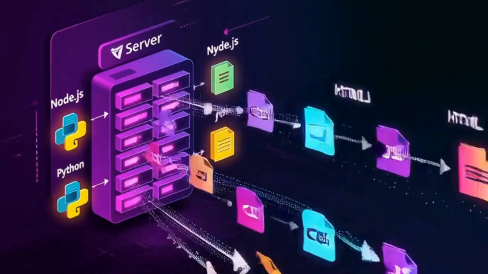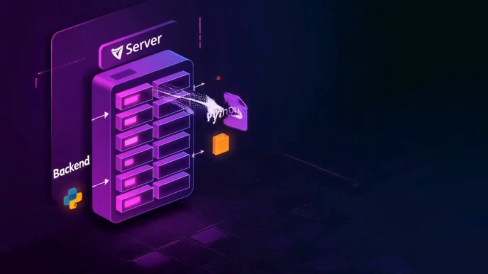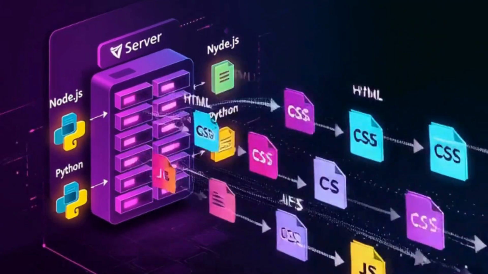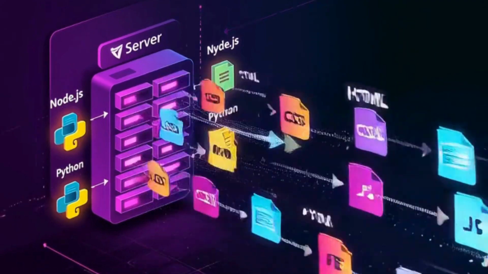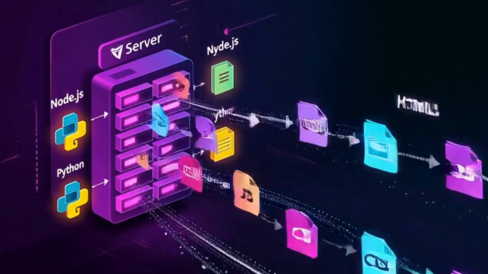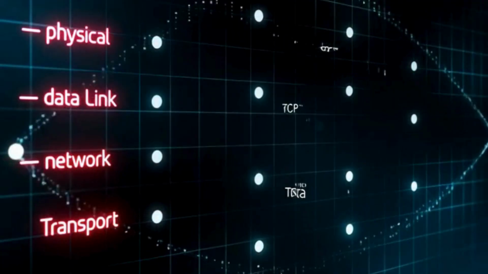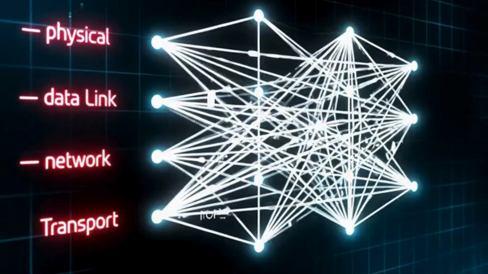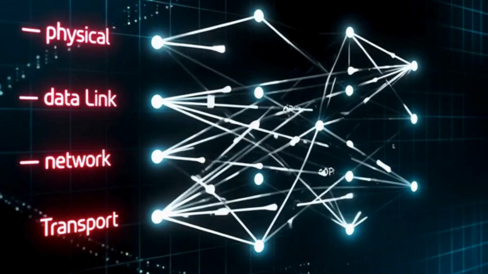The server receives your request and starts processing it. First, it routes the request to the right application. For example, a web server might forward it to backend software like Node.js, Python, or PHP. Then it generates a response, fetching data, rendering HTML, running JavaScript, and preparing CSS and media files. Before sending it back, the server breaks the response into TCP packets. Each packet has headers with source and destination IPs, sequence numbers, and checksums to ensure data integrity.